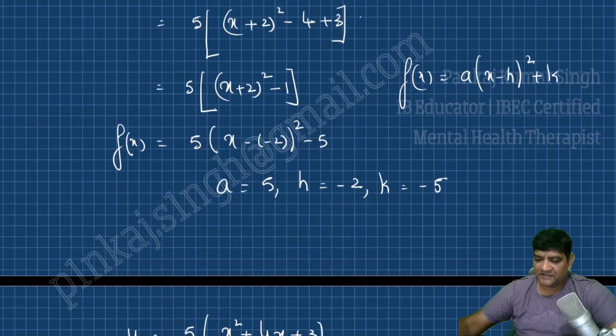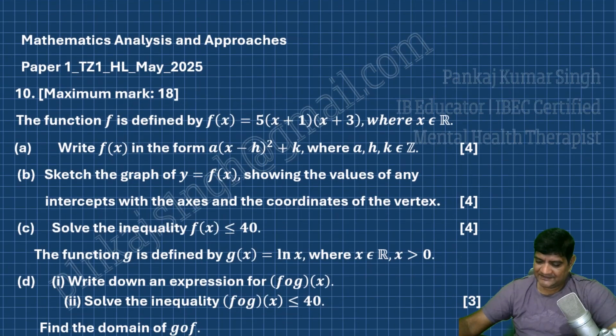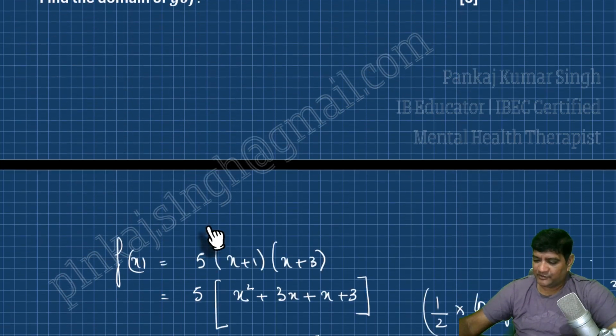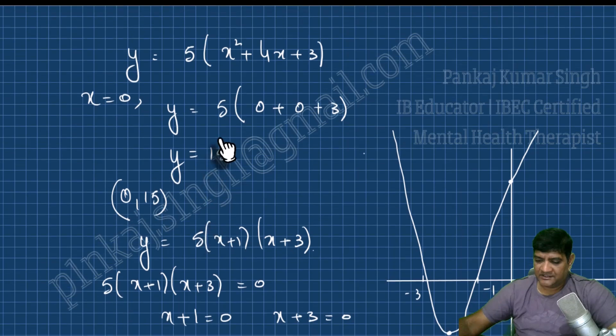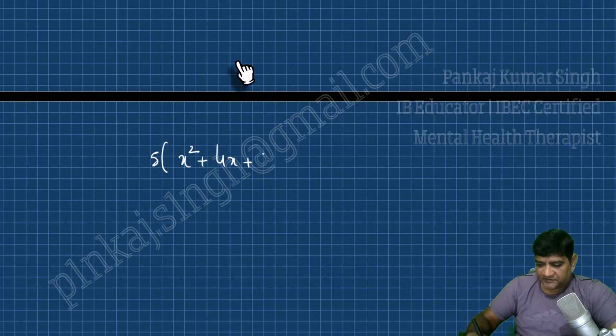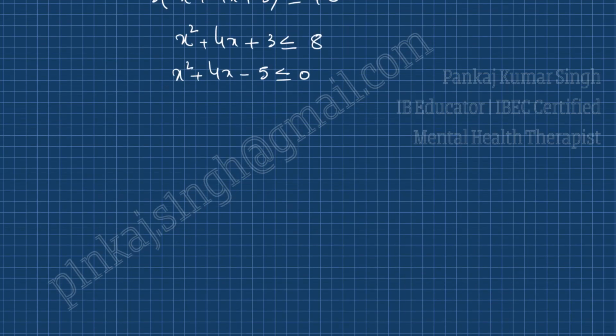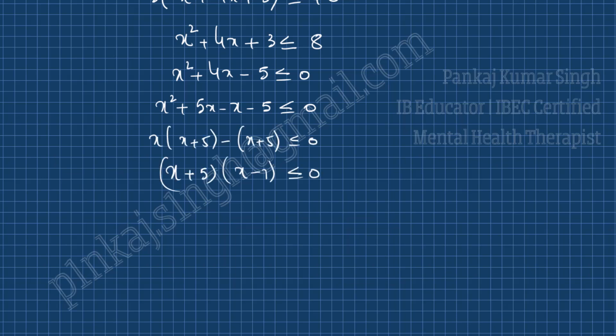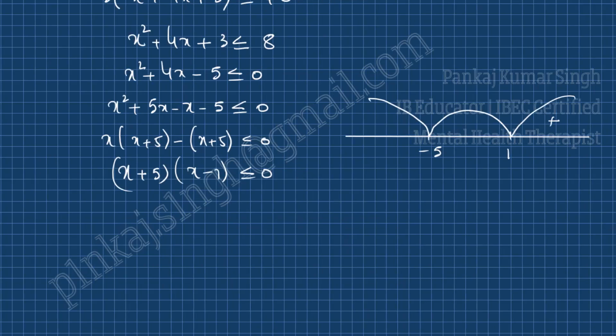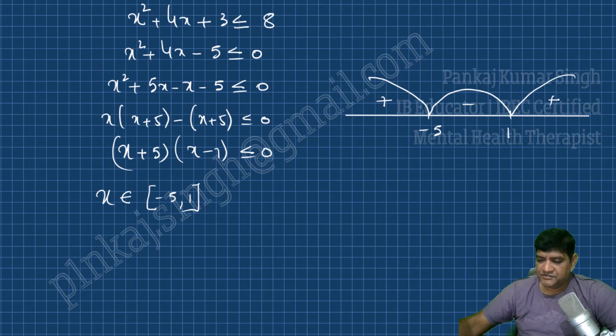Right, let's look at the next part of the question. So let's solve the inequality f of x less than or equal to 40. So I'm going to go back and choose this equation. 5 times x squared plus 4x plus 3 is less than or equal to 40. Transposing 5, I will have x squared plus 4x. So that's the solution for part C.